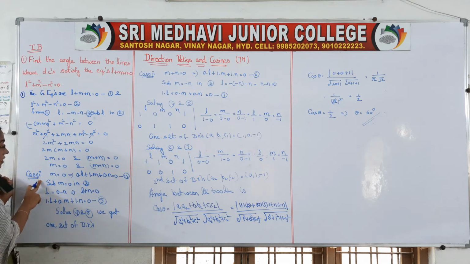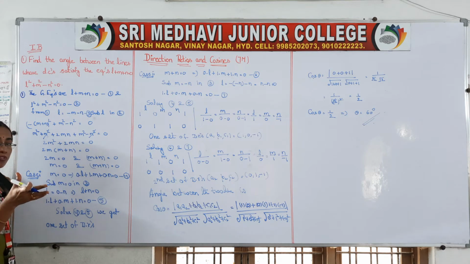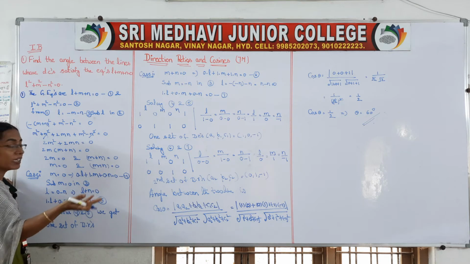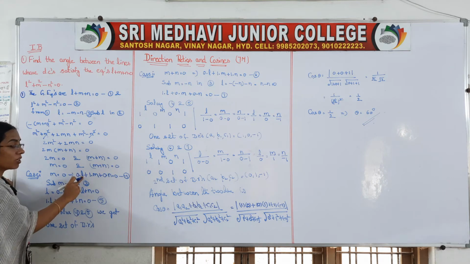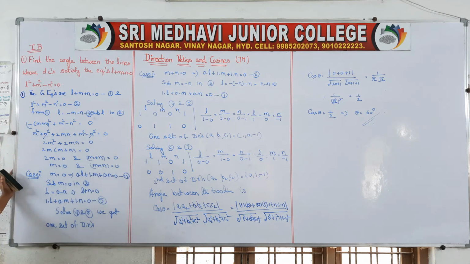So take the first case, M is equal to 0. Try to write it in LMN form. So we can write, there is no L term, there is no N term. So we can write 0 into L plus 1 into M plus 0 into N is equal to 0.